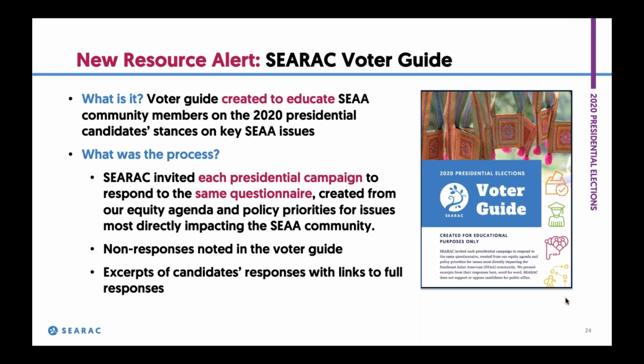So the process that we used was basically creating a questionnaire with our equity agenda policy priorities listed out and offering them a chance to respond with what the candidate's viewpoint on each one was. Some of them responded, some of them didn't. So if they did not respond, that's noted in the voter guide. And the voter guide is their word-for-word responses, just condensed for space's sake, but the links to the full responses are available in the voter guide as well if you want to click on it and read through their whole response.